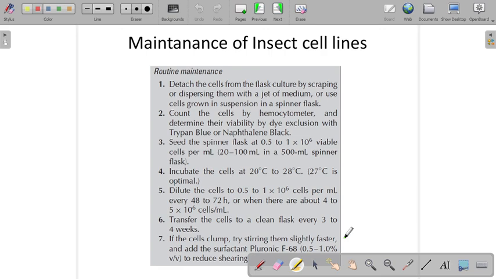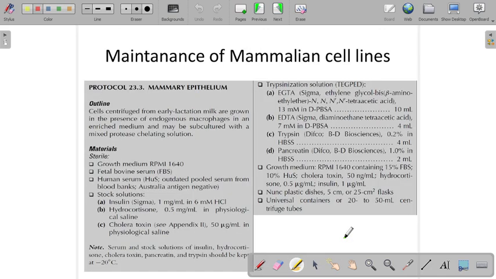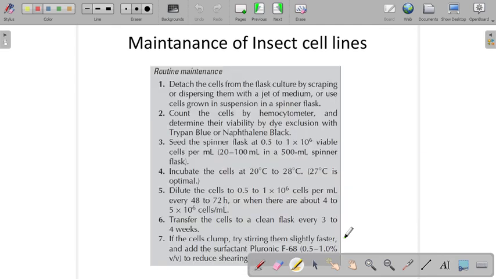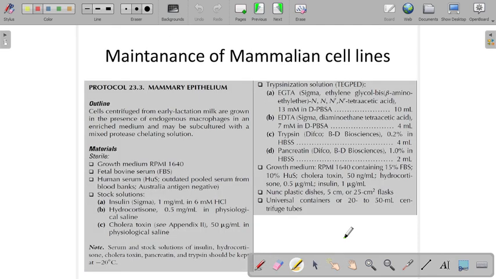I hope you have understood. There is the routine maintenance that I have posted. It is from Ian Freshney's book. I hope you all know that book. I have already shared it, but I'll share it again. This is the typical maintenance of insect cell lines and mammalian cell lines. In mammalian cell lines, I have told you that we generally use some sort of HEPES buffer system or different types of hormonal solutions, as used in mammary epithelium cell line preparation, right. So this is the maintenance.